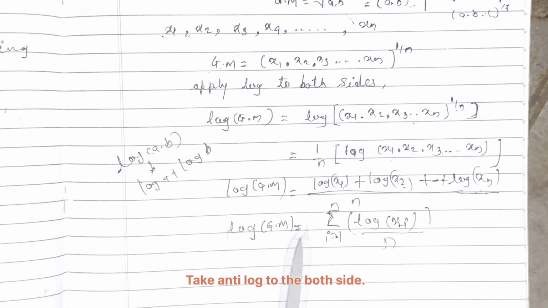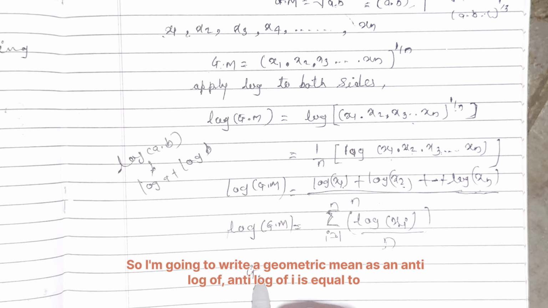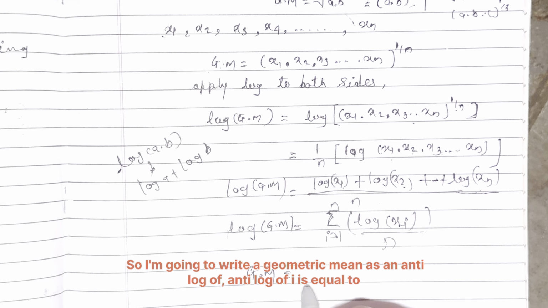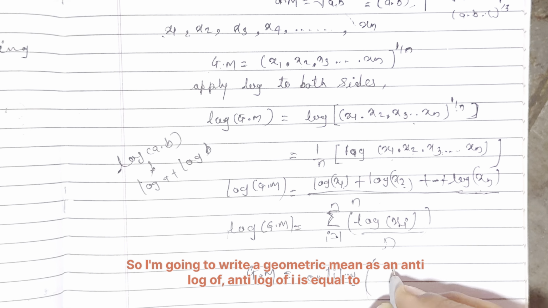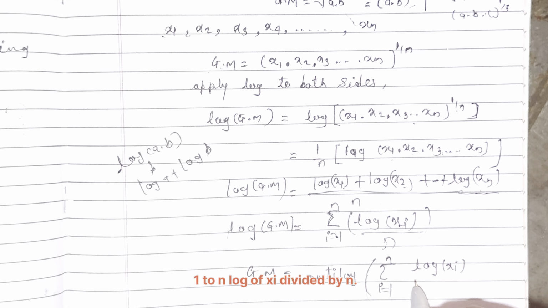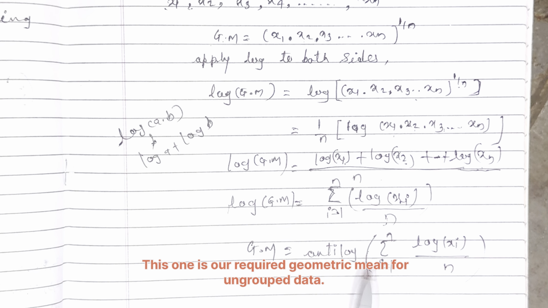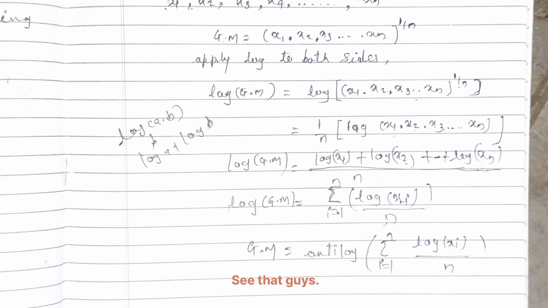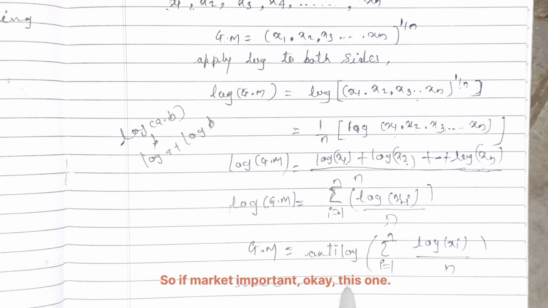So what we do is take anti-log to both sides. Log into anti-log, it can be cancelled. So I'm going to write the geometric mean as the anti-log of (i is equal to 1 to n log of xi) divided by n. This one is our required geometric mean for ungrouped data. See that, guys, it is way easier. That one is very important here, so mark it important.